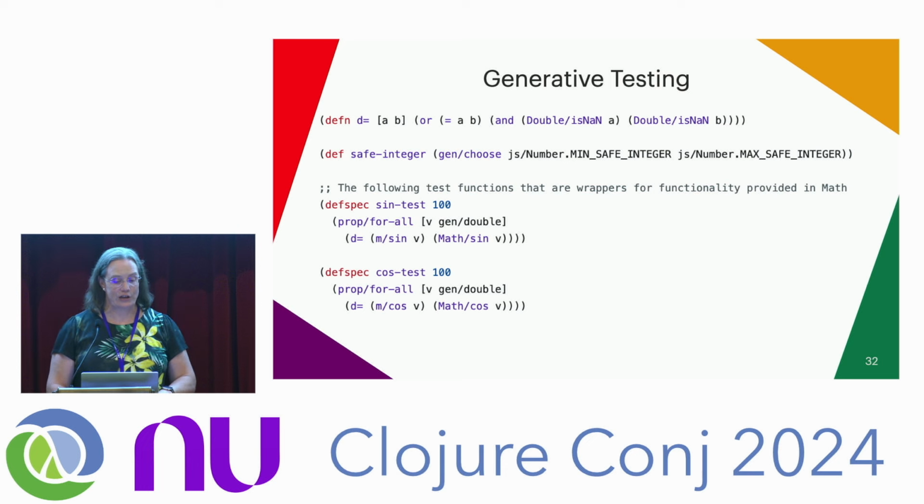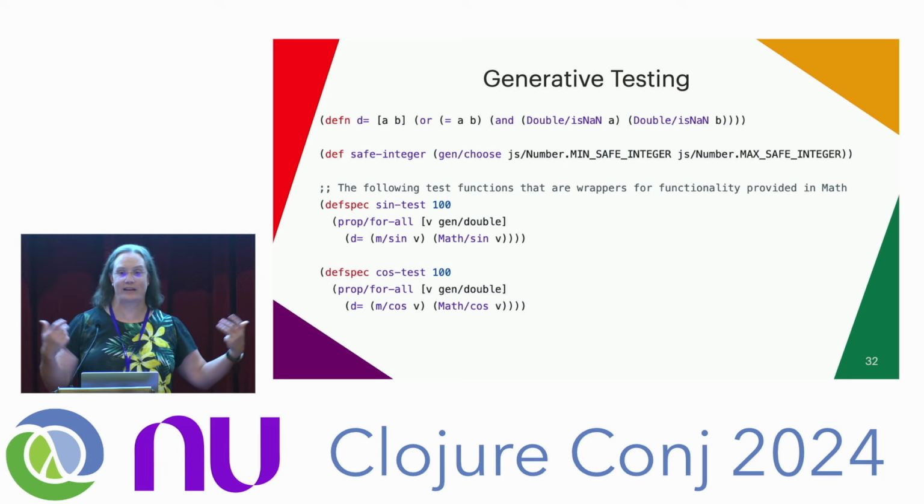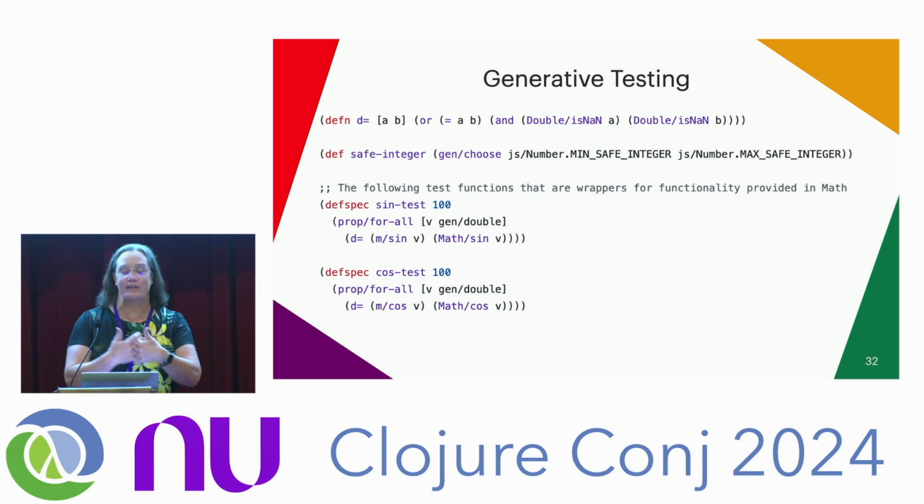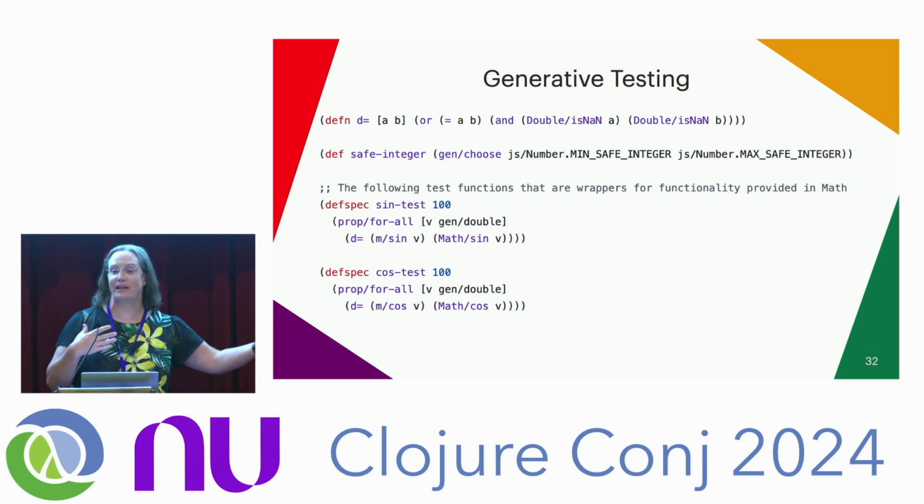Okay, so now we can do generative testing. That first line there, d equals, that was a function I had to write because sometimes a function would come back with NaN, and my function would come back with NaN, and they're equal, right? Except NaN is never equal to NaN. So d equals is a double equals, and it considers that as well.